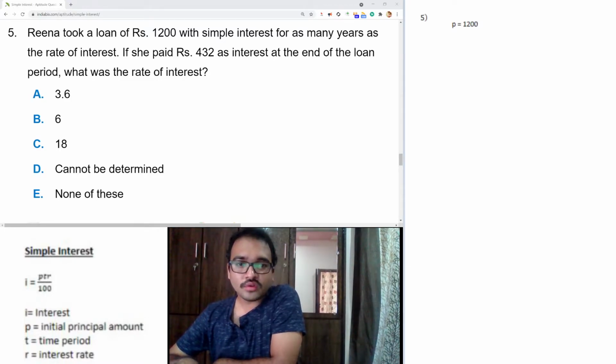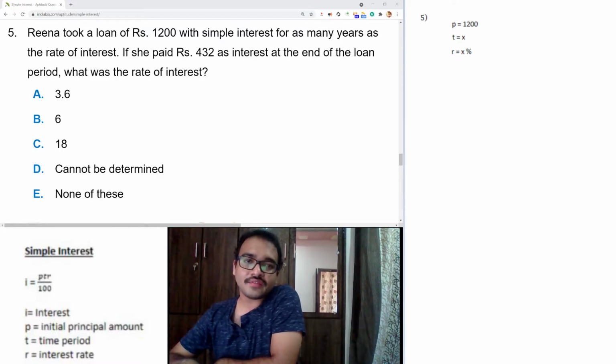Reena took 1200 rupees with simple interest for as many years as the rate of interest. That means the rate of interest and the time period are equal. Let the time period be x, then the rate of interest is also x%. If she paid 432 as interest, that means I is equal to 432 at the end of the loan period. What was the rate of interest?